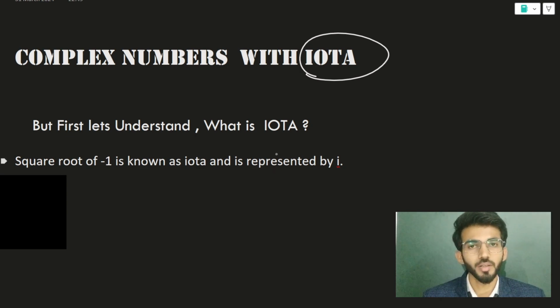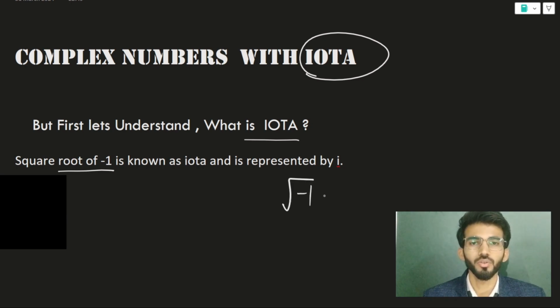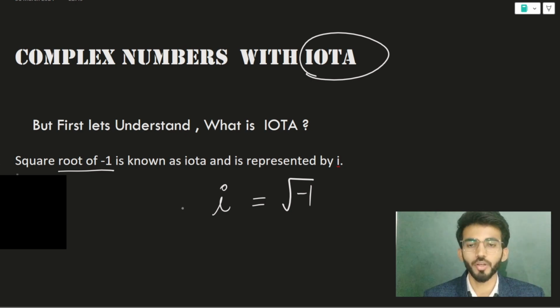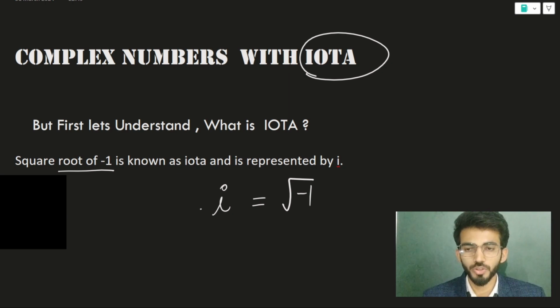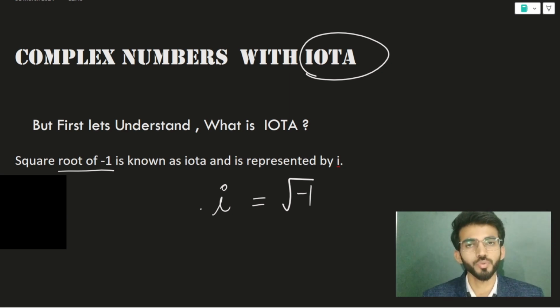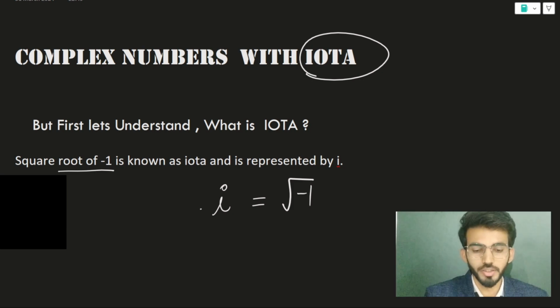Okay. Now let's come to what is iota. Iota is nothing but the square root of minus 1, which we can also say is an imaginary number, because if I ask you which number is the square root of minus 1, you will be confused. So we denote it by i, that is also known as iota, or you can also say an imaginary number. Now i is equal to the square root of minus 1. This is the basic thing you have to understand about iota: square root of minus 1 is iota. Now let's move further.